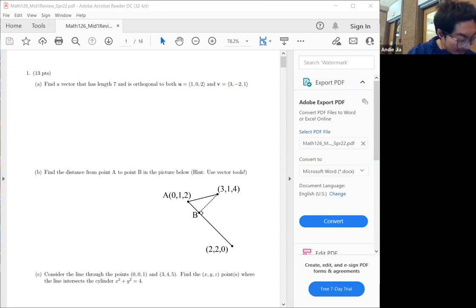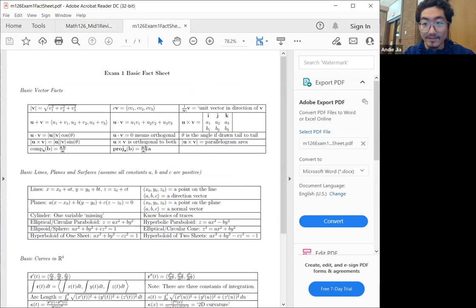I will pull out the review sheet here. Let me look at the Excel. I'm just going to see if I can open this up again. Okay, you can see this. This is the fact sheet.